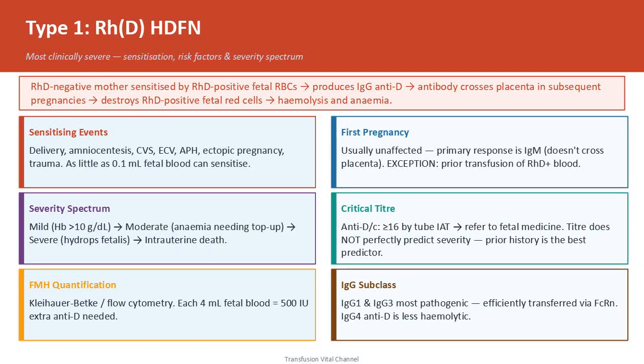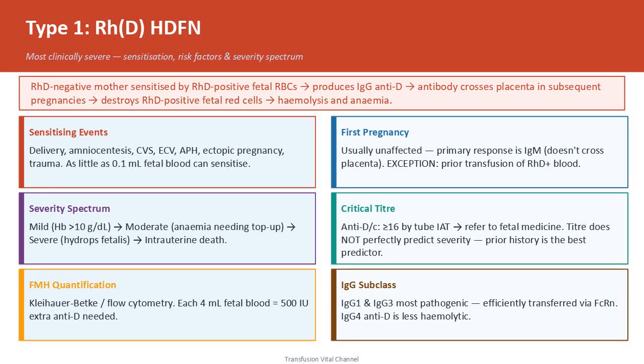So the first type is Rh-HDFN. In Rh-HDFN, there is an RhD negative mother who is sensitized by RhD positive fetal RBCs. This will produce IgG anti-D, and these antibodies will cross the placenta in subsequent pregnancies, which can destroy the RhD positive fetal red cells and lead to hemolysis and anemia.